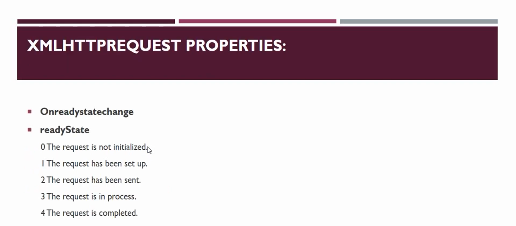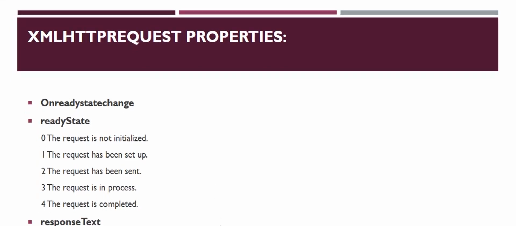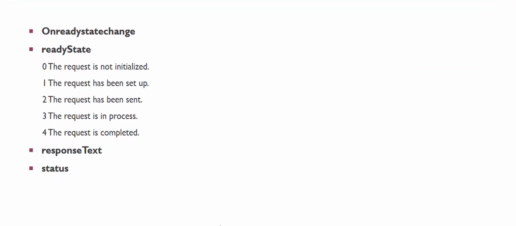Now there are certain properties in XMLHttpRequest which make the asynchronous call. The first one, and the very important one, is onreadystatechange. This is nothing but an event handler. What it does is that whenever the ready state, which is right over here, these are the ready states here, whenever one of these ready state values changes, this event handler invokes a function, and the function which we are going to write, we call it the callback function.